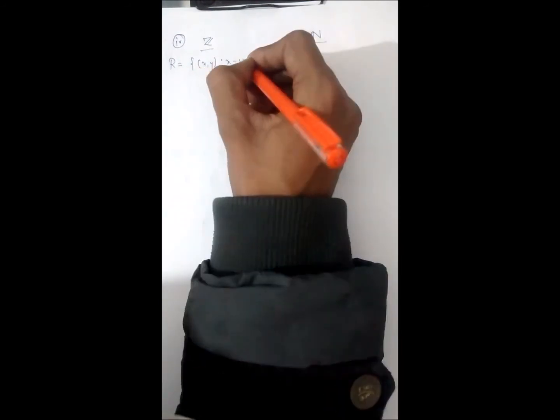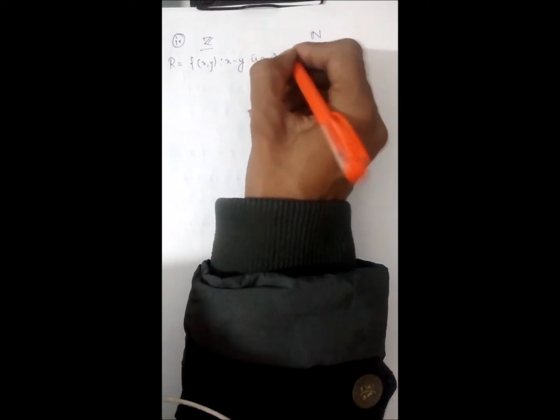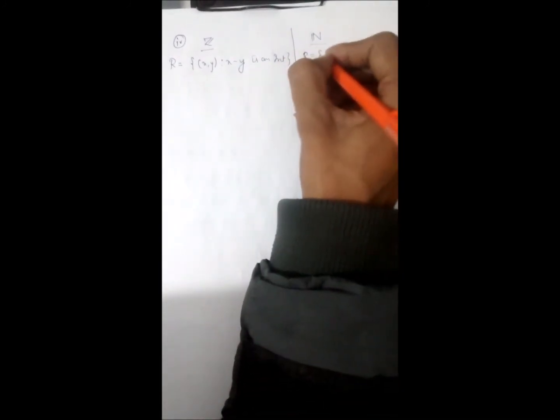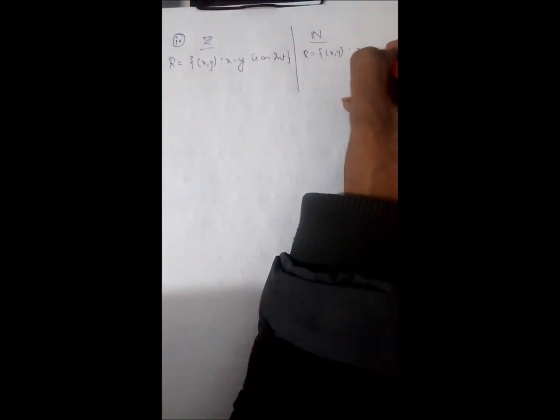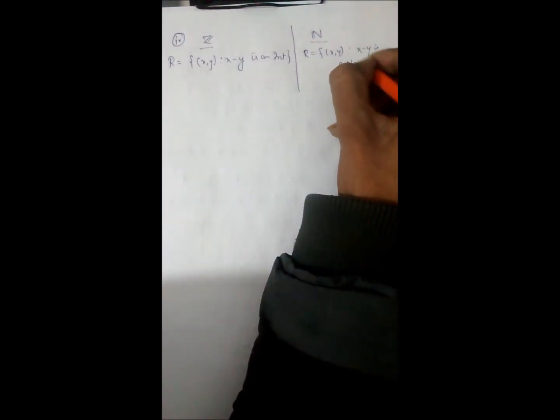R equals the set of pairs (x, y) in the same set such that x minus y is an integer, or R equals the same set but x minus y is a natural number.